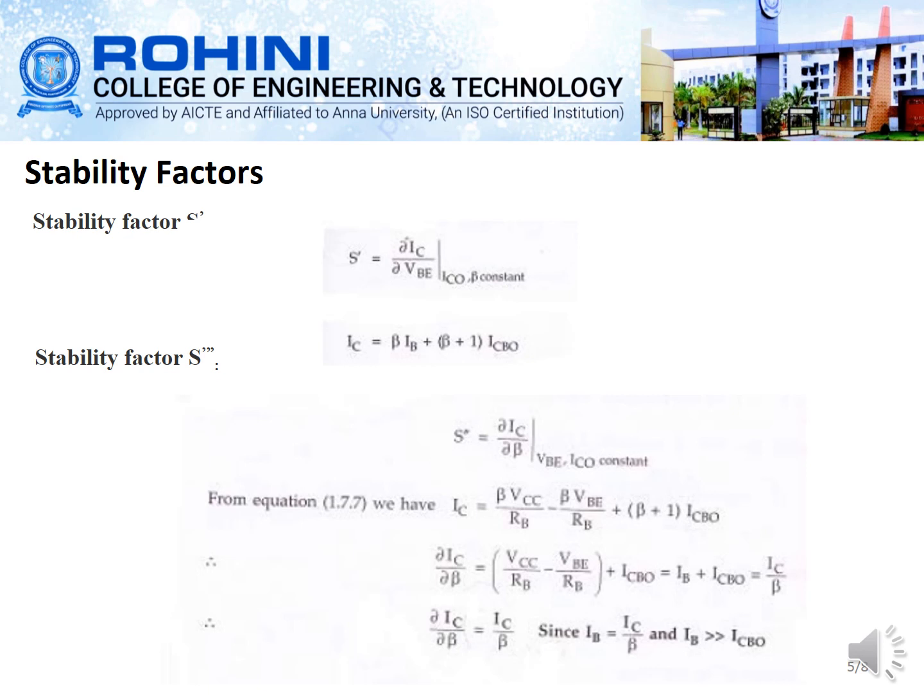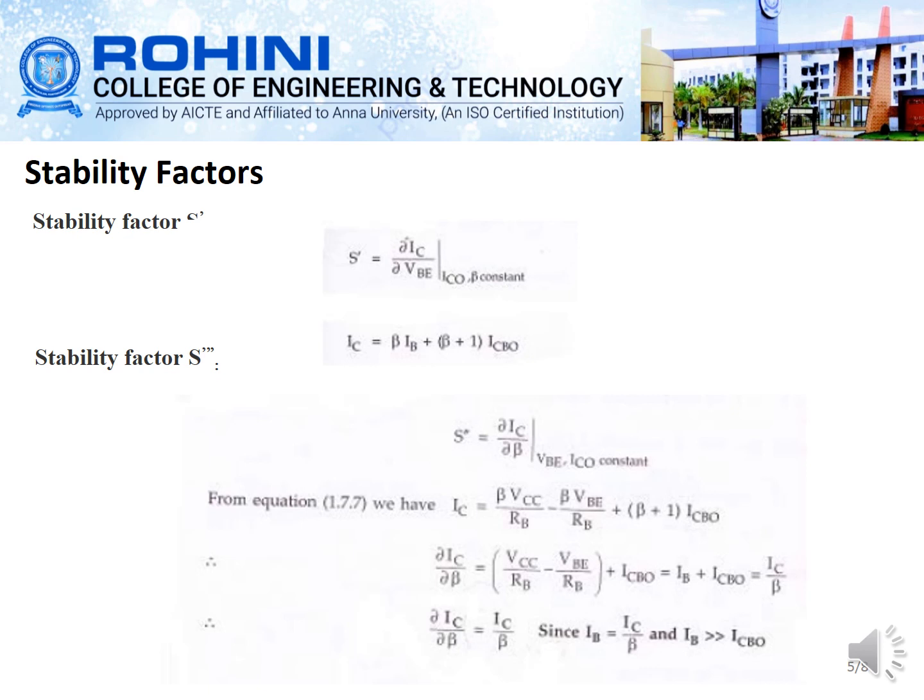Next, we are going to find the value of the stability factor S dash. S dash is equal to dou IC divided by dou VBE, where ICBO and beta are constant. From this, we get the equation IC is equal to beta IB plus 1 plus beta into ICBO. For the stability factor S double dash, we write S double dash equal to dou IC divided by dou beta, with VBE and ICO constant. Differentiating this equation, we get dou IC is equal to IC by beta.